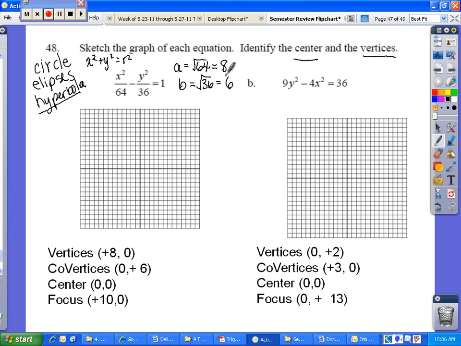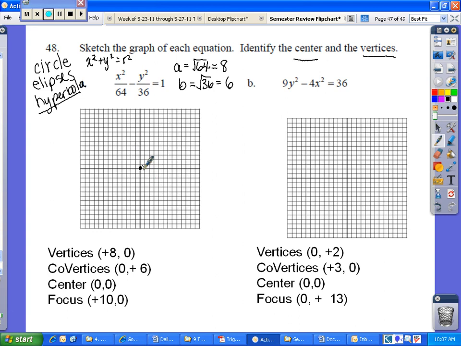So now that I've identified a and b, I can now go ahead and plot them, identify the vertices, covertices, and plot them. So again, my center is 0 because there's nothing added or subtracted to x squared or y squared. Those are both just x squared and y squared. If there was something added or subtracted, I would know that this was moved, but it's not. So my center is at 0, 0.